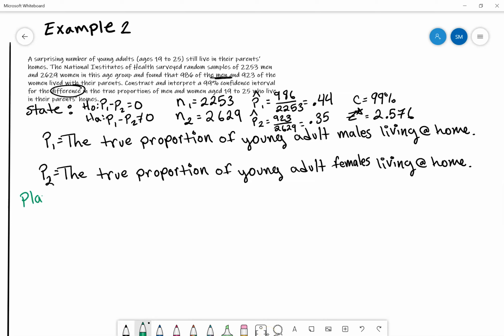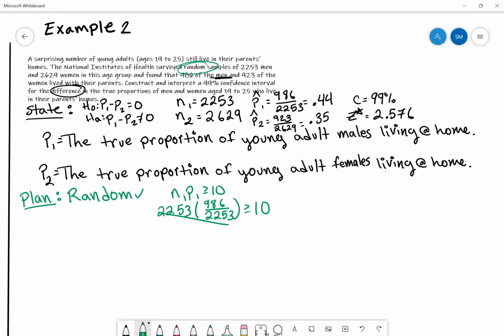Okay, let's move on to the plan. In our plan, we're going to start by looking to see if it is random. It says they have random samples, so yes, it's random. The next thing is n1 p1 greater than or equal to 10. So 2,253 times 986 over 2,253. We want to know, is that greater than or equal to 10? And 986 is greater than or equal to 10.